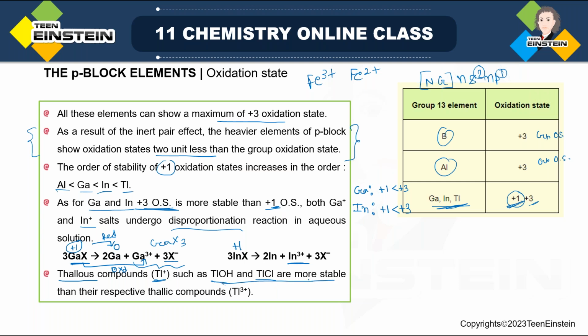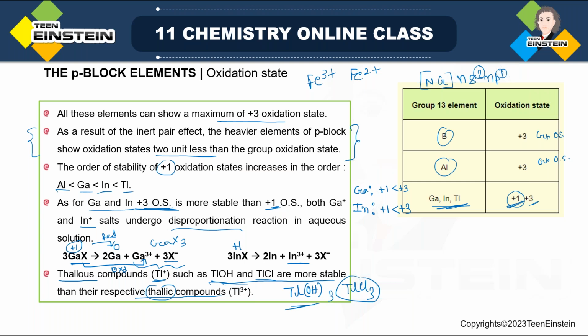So these are more stable than their respective thallic compounds. So thallic, just like ferric, ferrous, thallic, thalous. Tl3+. So respective thallic compounds means if you are having Tl3+, the formula for hydroxide will be like this. Formula for chloride will be like this. But TlCl, thallium chloride, is more stable than thallium trichloride. Or TlOH is more stable than Tl(OH)3. So thallic compounds are less stable.